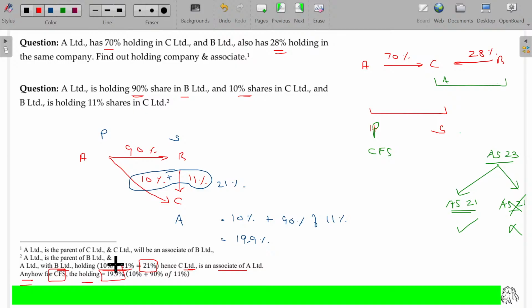For the consolidation purpose, to the extent of their assets going to be included here, you have to consider the holding 10% plus 90% of the holding by the subsidiary company in the sub-subsidiary company or associate. Is that okay? Hope now we'll be able to understand this one.